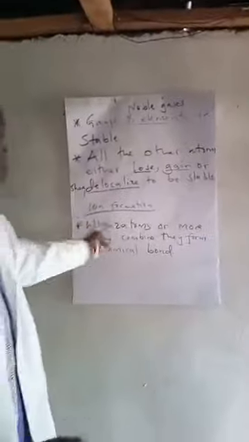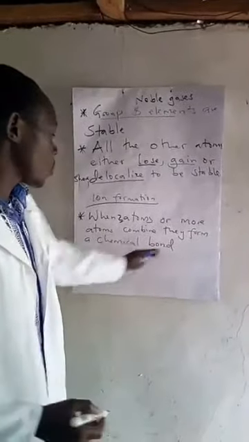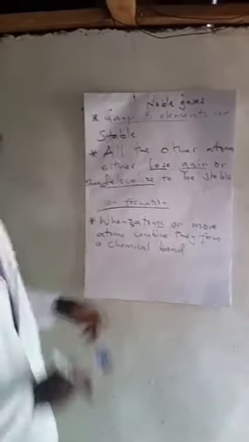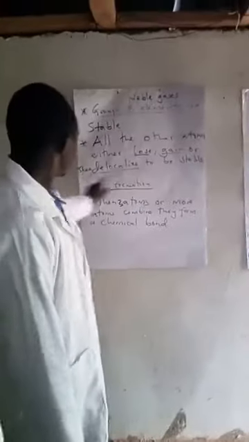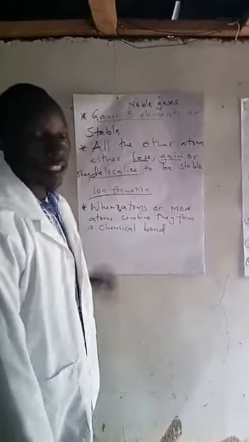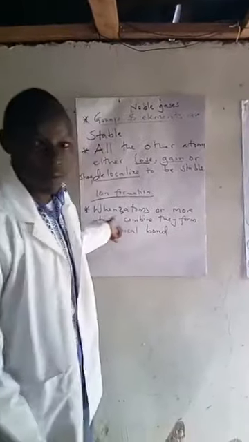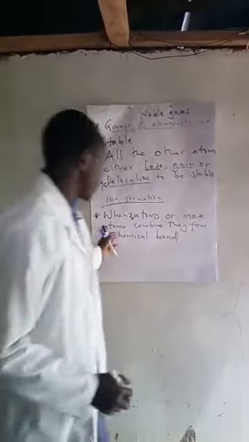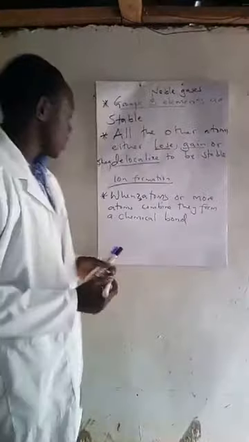When two or more atoms combine, they form a chemical bond. That is, they combine by losing, gaining, sharing, or delocalizing their electrons. So when they combine in such a manner, then they form what is called a chemical bond. Those are things that we need to know.